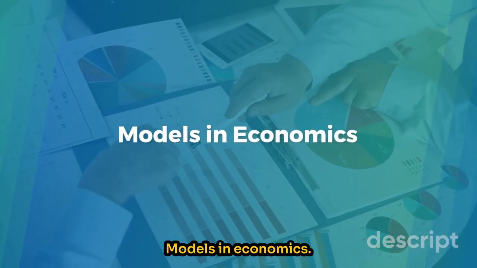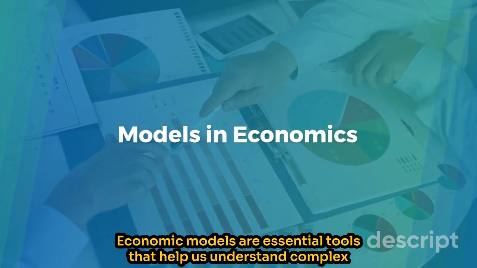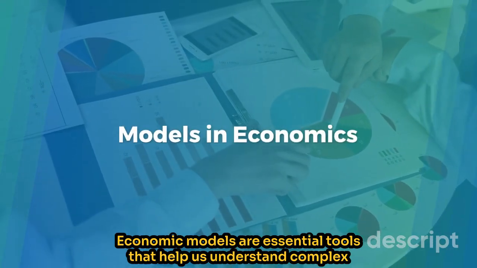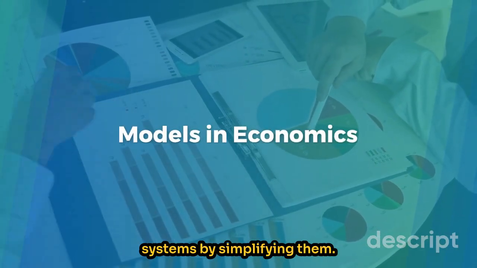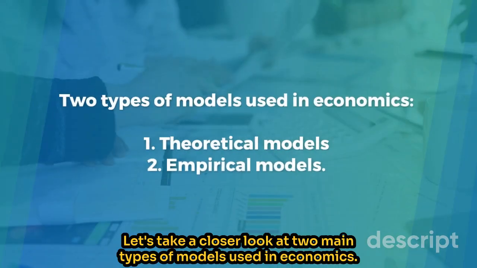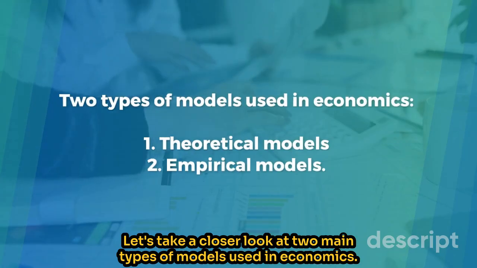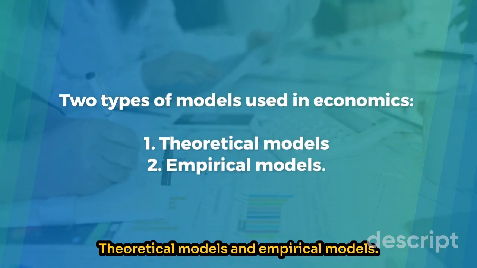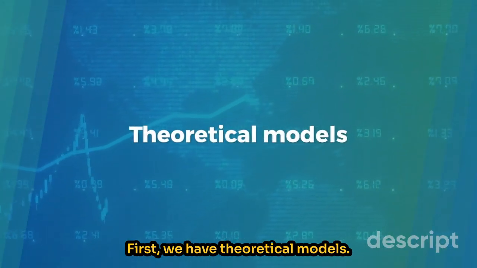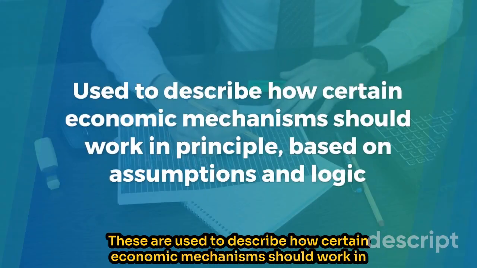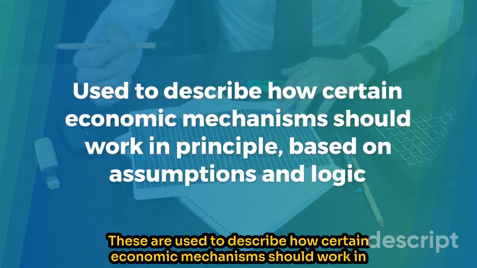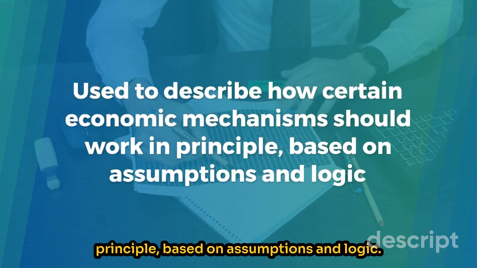Models in economics. Economic models are essential tools that help us understand complex systems by simplifying them. Let's take a closer look at two main types of models used in economics: theoretical models and empirical models. First, we have theoretical models. These are used to describe how certain economic mechanisms should work in principle, based on assumptions and logic.